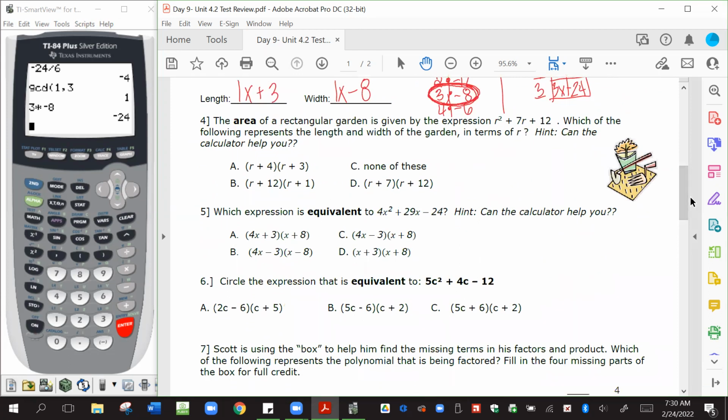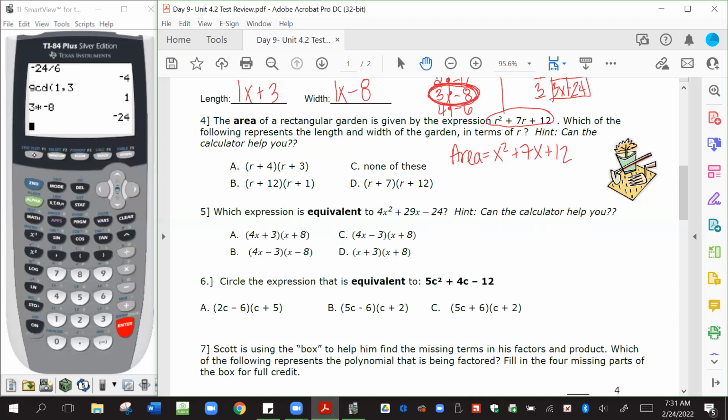The area of the rectangular garden is given by this expression. Which of the following represents the length and the width? Okay, if I'm given something, I'm given the area. So my area, and I'm going to write that right here. My area is x squared plus 7x plus 12. There's my area. Which of the following would represent the length and the width? Well, to find my area, I multiply length and the width. So this one is actually saying that one of these has to equal this one.